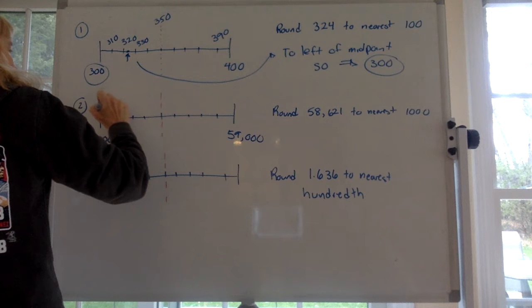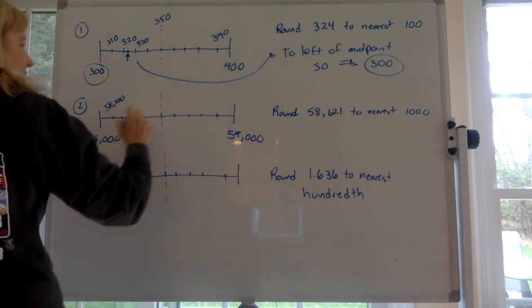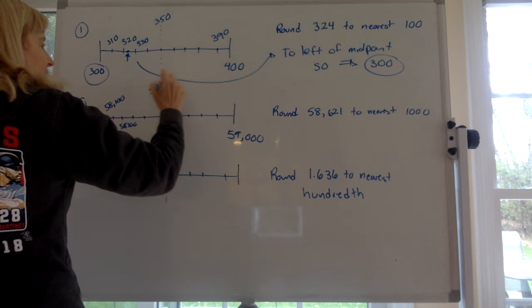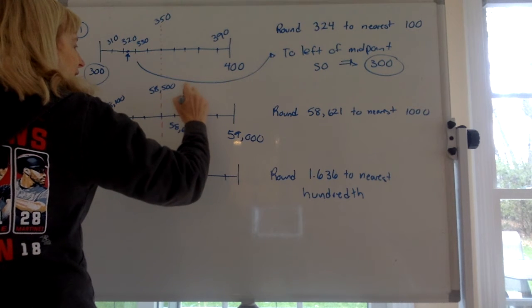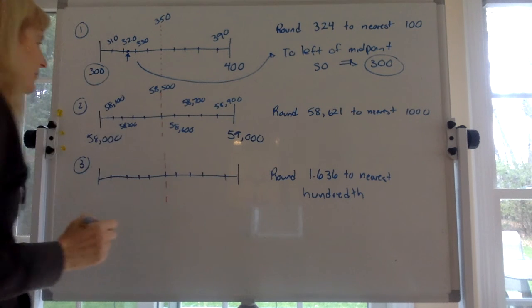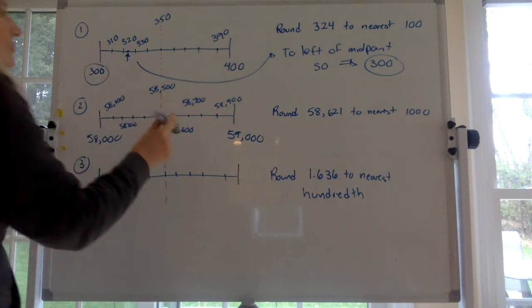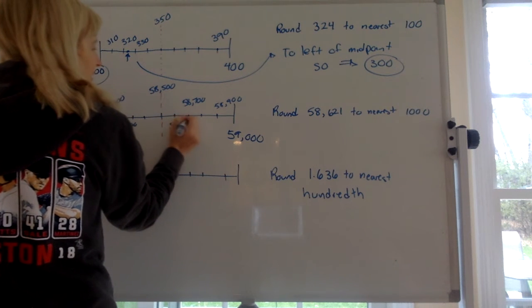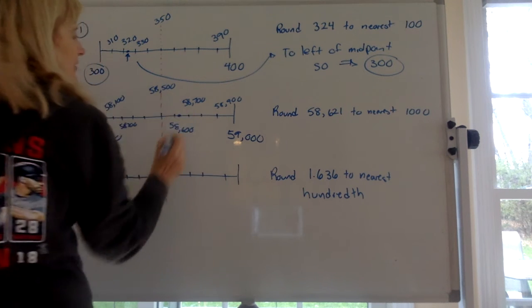So let's see, the list has to be 58,100, 58,200, right? This is 58,500, 58,600, 58,700, up to 58,900. Okay, so I don't label every single one, but you get the gist. Okay, so where the heck is 58,621? Well, it's about 20% of the way over between 58,600 and 58,700, right? So it's somewhere about right here.